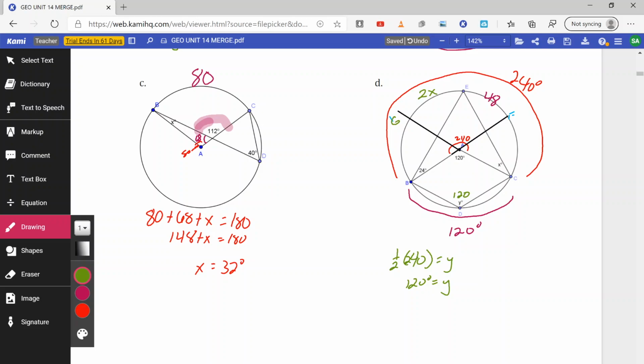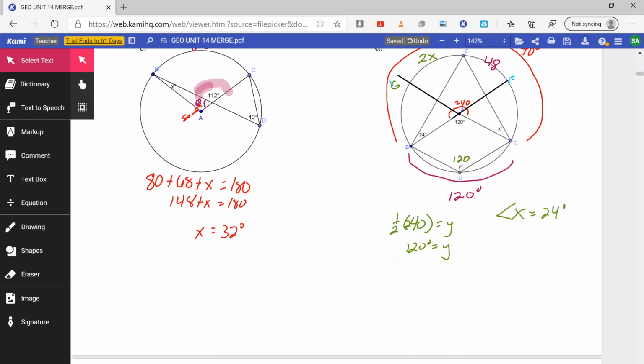So using what we learned, if I have two inscribed angles intercepting the same arc, then the angles are going to be the same. So angle B here and angle X will be the same. So angle X is going to be 24 degrees.